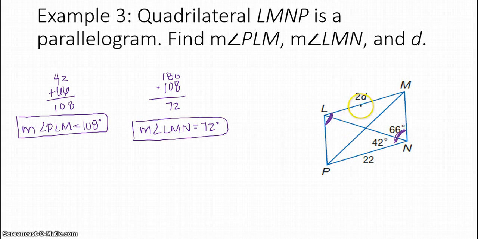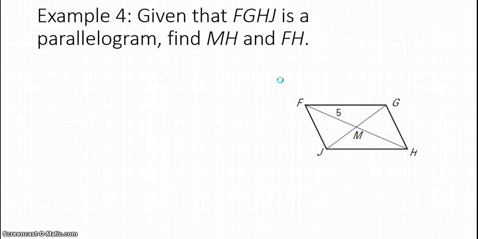Finally, to find D, that's on one of the sides, and I do know the side opposite it, which is 2D, which means D must be 11. For example 4, we are still looking at a parallelogram, but this time instead of looking at angles or sides, we're looking at our diagonals.